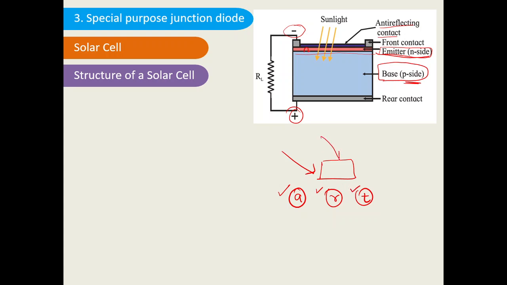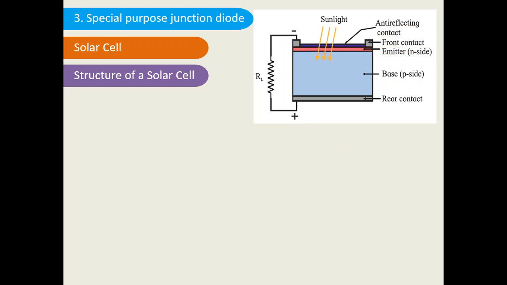Transmission means the light is incident, it will transmit and move outside through the body. Reflection means it will get reflected from the surface of the body. Absorption means it will get absorbed into the body. So this has to be avoided. The reflection has to be avoided. That's why the coating is the anti-reflecting coating. So this is the schematic structure of the solar cell.